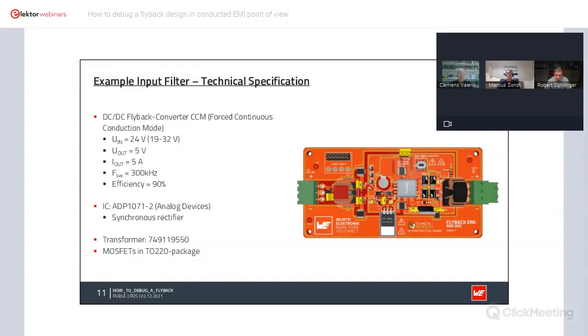We use LTspice as a simulation tool without any cost; you can download it from the Analog Devices page. We also use an IC from Analog Devices to have an easy simulation. And this is a synchronous rectifier on the secondary side. As transformer, we use one from Wuerth Elektronik, and the MOSFET is in a TO220 package.